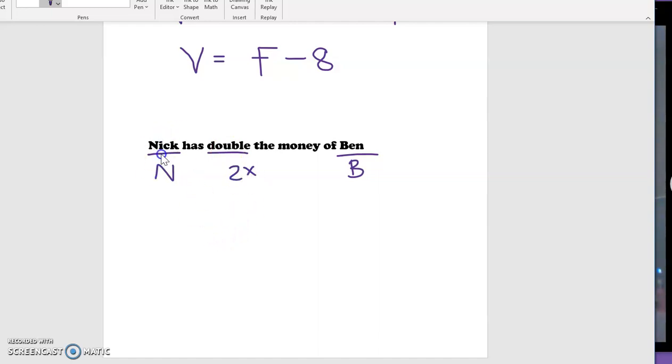So again, when I go to set this up, the equation is going to be for how much Nick has. So N equals. Again, this is multiplication, so we don't have to be as careful with the order. So I can just write it as I read it. Double means 2 times B. When we write the equation or expression, we can't solve it because we have more than one unknown variable.